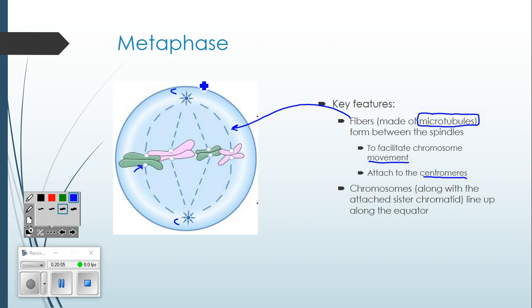And probably the easiest thing to recognize in metaphase is how the chromosomes are lined up. Each chromosome, along with its attached sister chromatid, is lined up along the equator, which is in the middle of the cell. Metaphase, middle, they both start with M, makes it easier to remember.